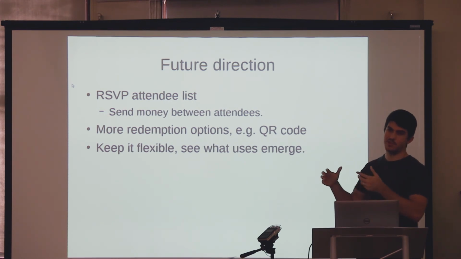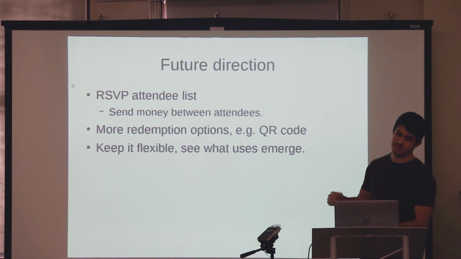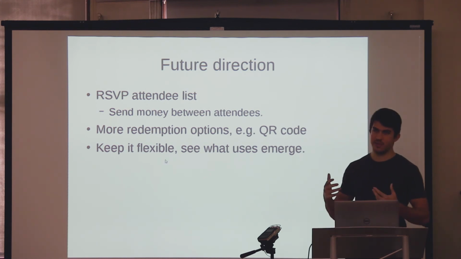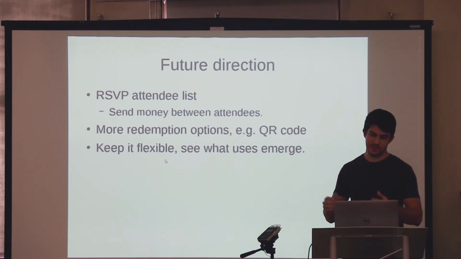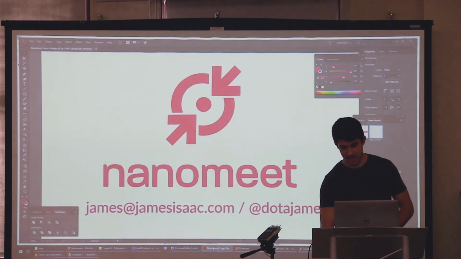So if it's someone you're just an acquaintance with, but you happen to be at an event with them, you can easily pay someone for a beer or whatever. Also more redemption options, like a QR code that the attendee can show to the host and they scan it to redeem the product rather than just clicking a redeem button. But in general, I'll keep it flexible and try and release it, see what people use it for, and let that drive the direction of what I do with it next. Yep, that's it.